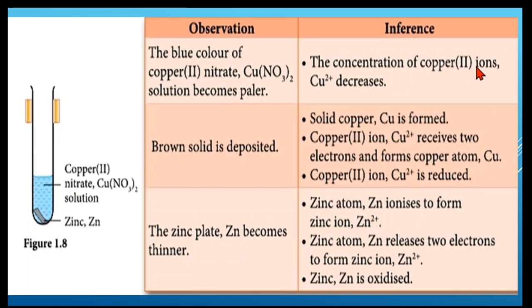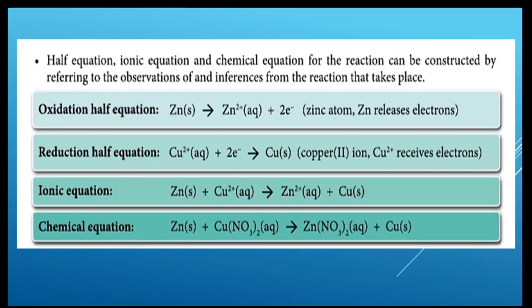So, the concentration of the copper ion will decrease. So, the blue color of the copper nitrate solution will become paler. So, di sini kesimpulan dia, zinc ini, dia displace copper from copper nitrate solution. Why? Because zinc is more electropositive than copper. Okay? So, half equation. Oxidation. Siapa yang mengalami oxidation? Zinc lah. Because the zinc loses electron.